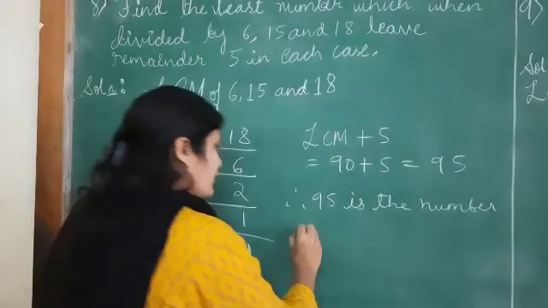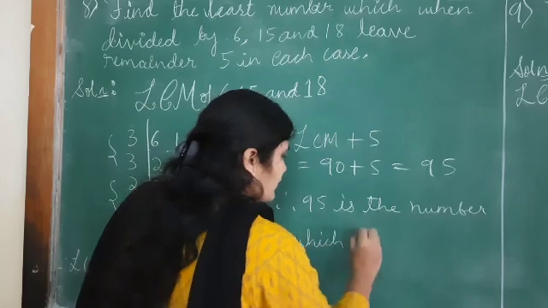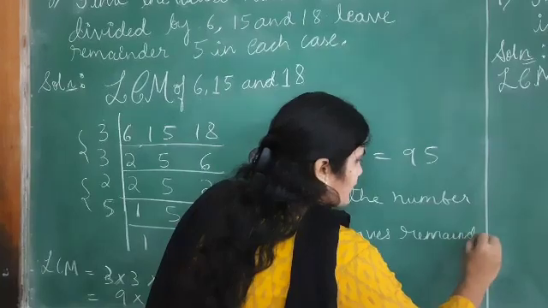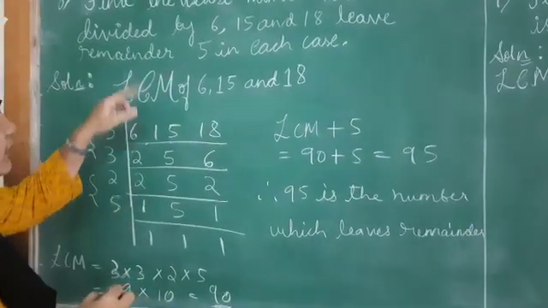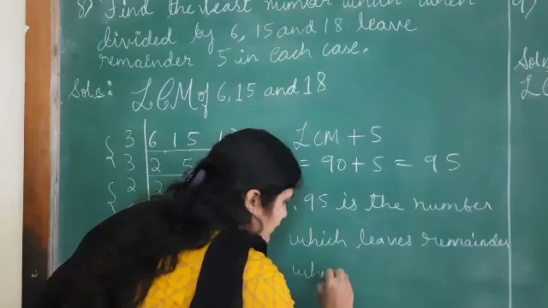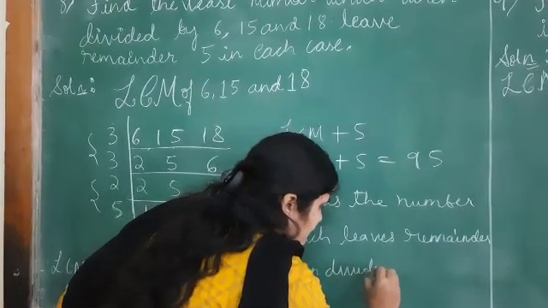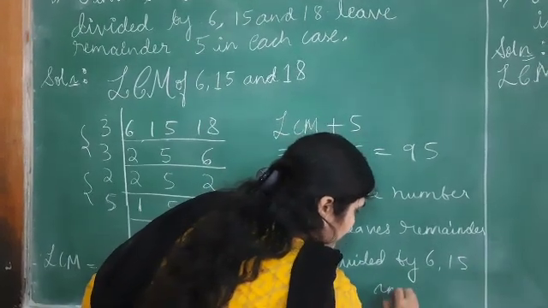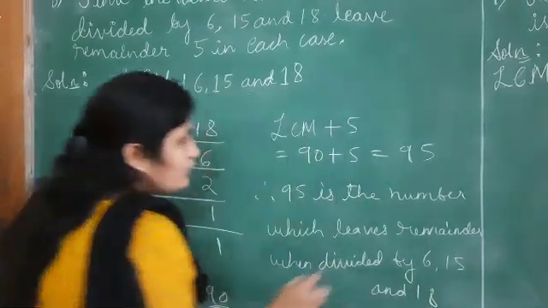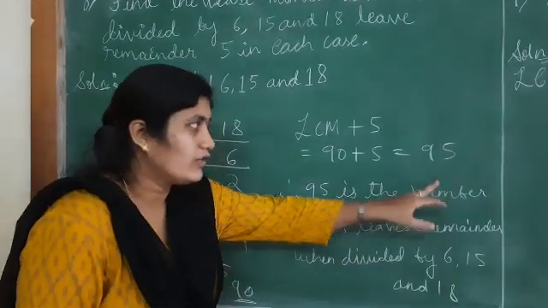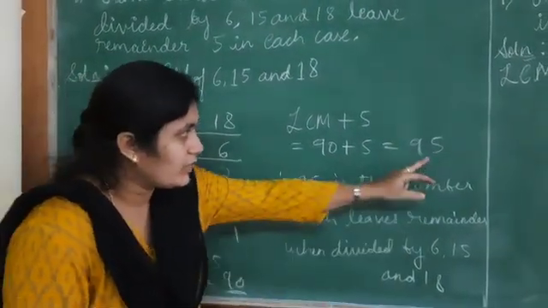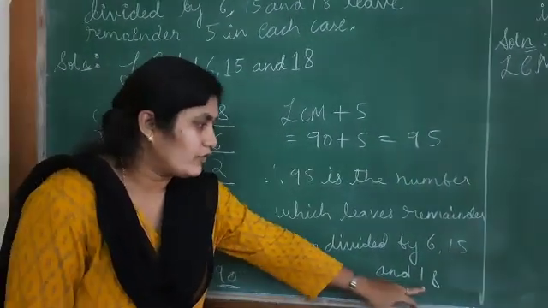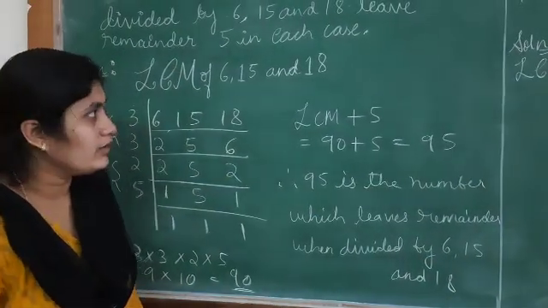which leaves remainder 5 when divided by 6, 15 and 18. Because if you divide 95 by 6, it will not divide completely, and the remainder will be 5. If you divide 95 by 15 also, 5 will be the remainder. If you divide 95 by 18 also, 5 will be the remainder.